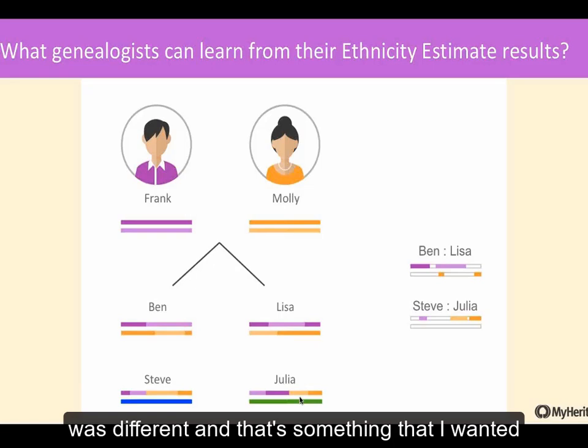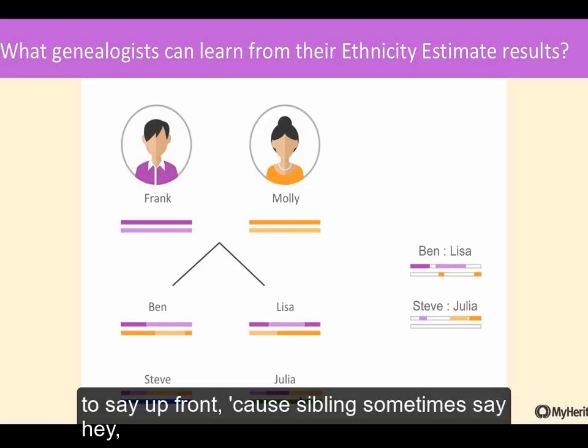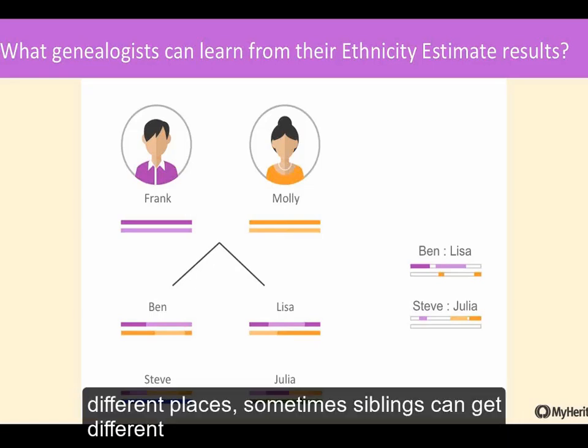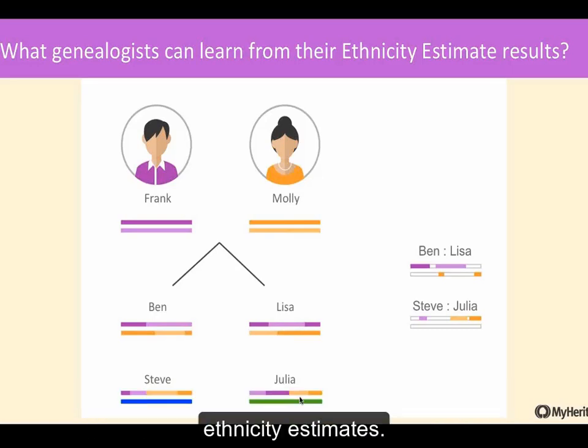And that's something that I wanted to say up front, because siblings sometimes say, "Hey, we should get the same thing," but no, it's okay if your grandparents are from different places. Sometimes siblings can get different ethnicity estimates.